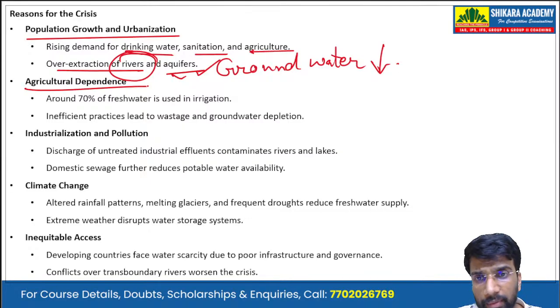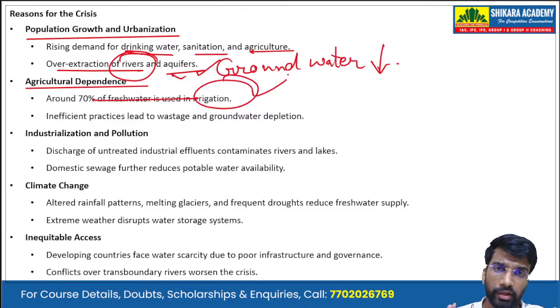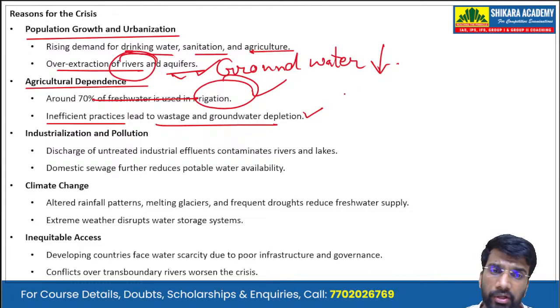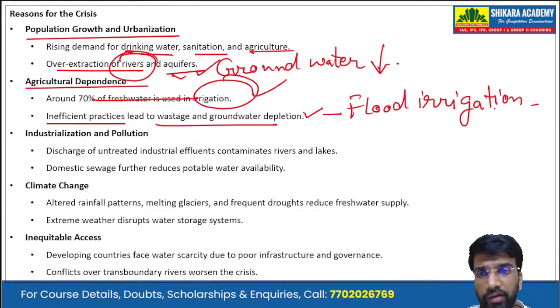Second is the agricultural dependence. Around 70% of the fresh water is used in irrigation. So irrigation is one of the most critical reasons behind the crisis of fresh water because it is a sector that consumes around 70% of the total fresh water. And in India, especially, we have inefficient practices that lead to wastage and groundwater depletion, like flood irrigation, which is a very inefficient way of irrigating the field.